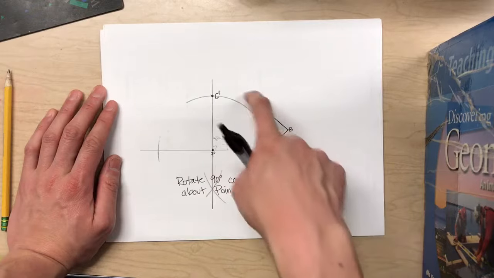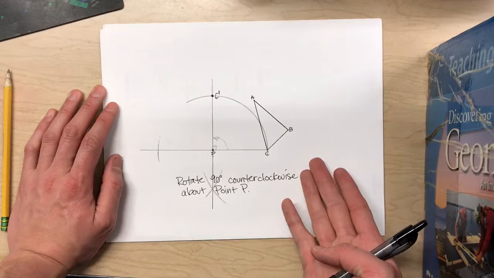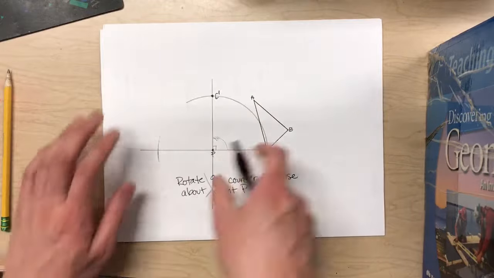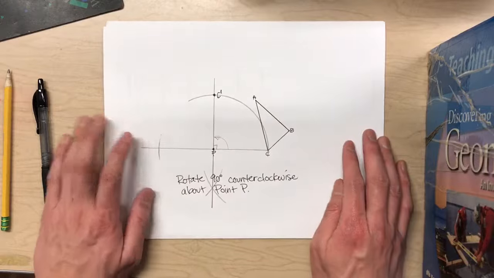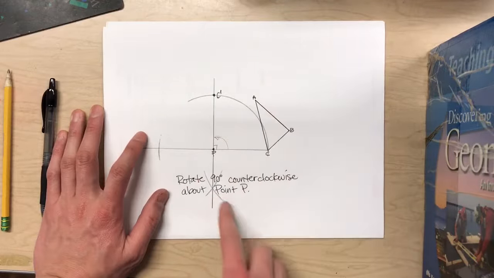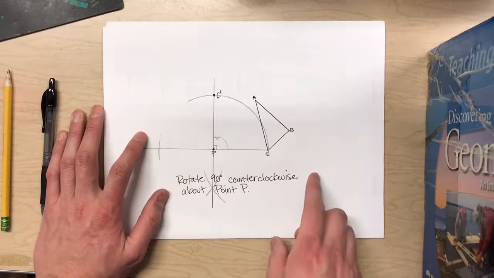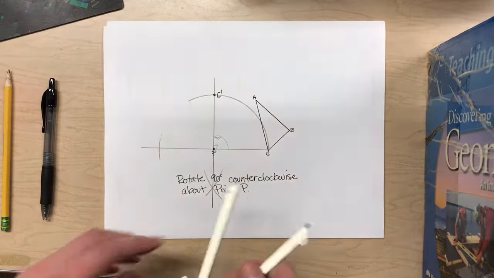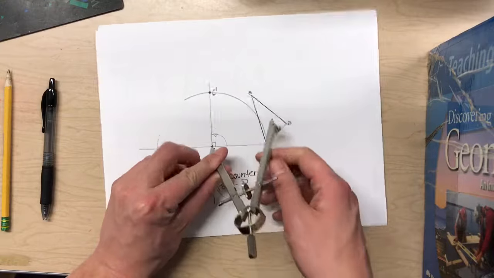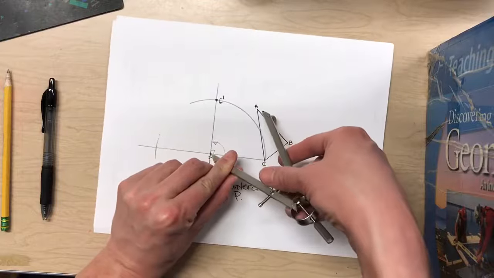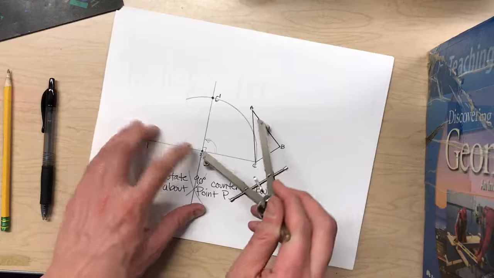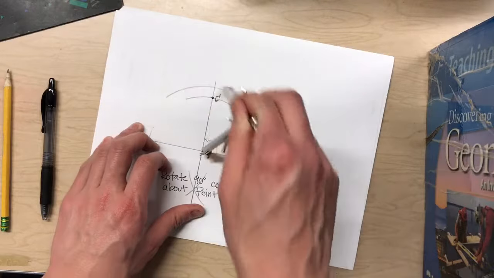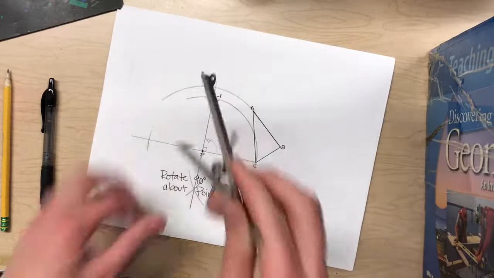Now, to find the other 2 points, I could do exactly what I did before. Swing arcs for the path of each one, and then draw perpendicular lines, but there's actually a faster way. I don't actually have to recreate these 90-degree lines every single time because, well, first off, I know already the path of each point. For example, this point A, I know it's gonna go along this distance, along this path right here.